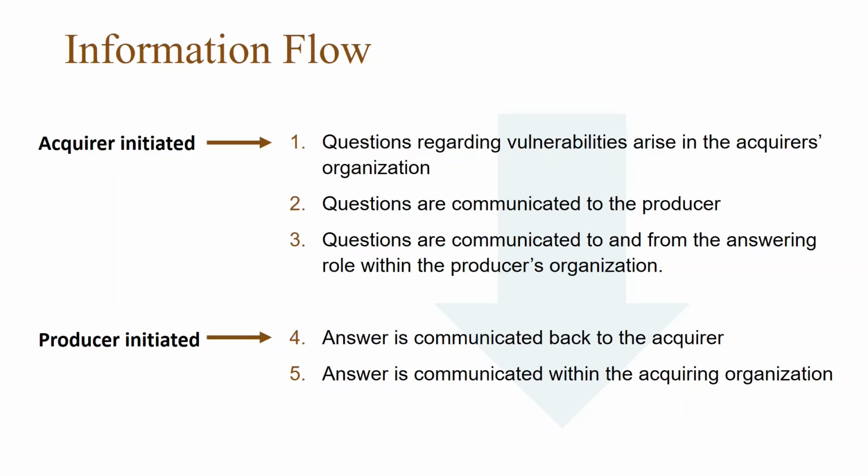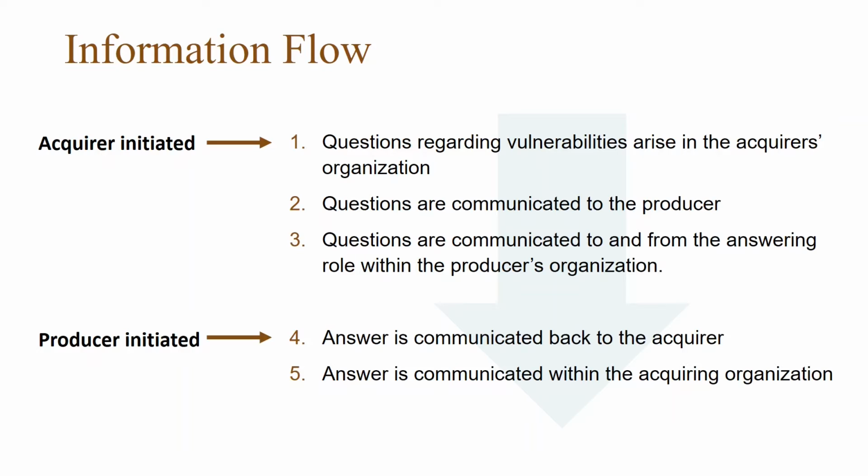Our study and our questions were based on the following information flow that was validated together with the company leads. In the first step, the questions regarding vulnerabilities arise somewhere in the acquirer's organization. Then the questions are communicated to the producer, and then the questions are communicated to and from the answering role within the producer's organization. In the next step, the answer is communicated back to the acquirer, and then finally the answer is communicated within the acquiring organization.